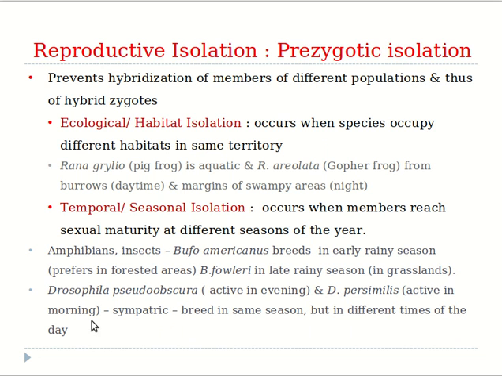Even though they live in the same area, sympatric, and breed in the same season, they breed at different times of the day. It needn't be a different season; even if breeding happens at two different times, that itself prevents zygote formation, so it acts as a prezygotic isolation. Clear? So this is about temporal isolation.